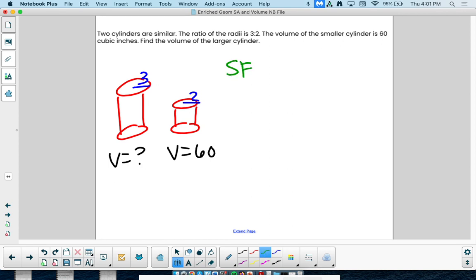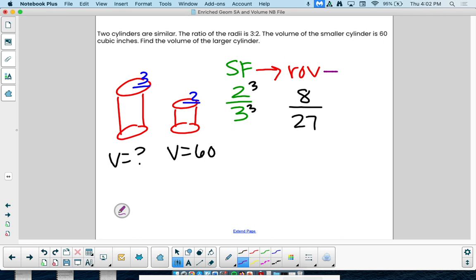I'm going to put my smaller one on top, 2 over 3, doesn't reduce. To get to the ratio of your volumes, what do you do to your scale factor? We cube them. So we have 2 cubed, 2 times 2 times 2 is 8. 3 cubed, 3 times 3 times 3 is 27. And then from there, we can write our proportion.